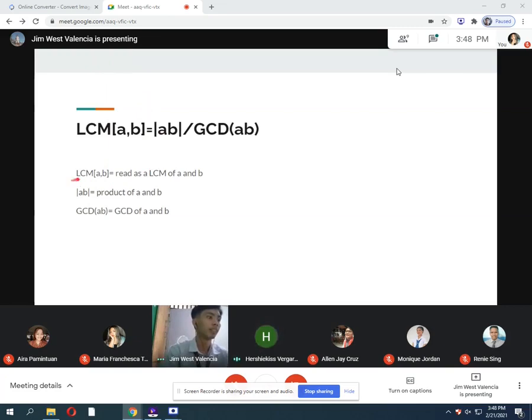Alin po? Ito. LCM. LCM, the quantity of A and B, is read as the LCM of A and B equals the product of A and B over the GCD of A and B. The GCD of the quantity of AB is equal to the GCD of A and B.